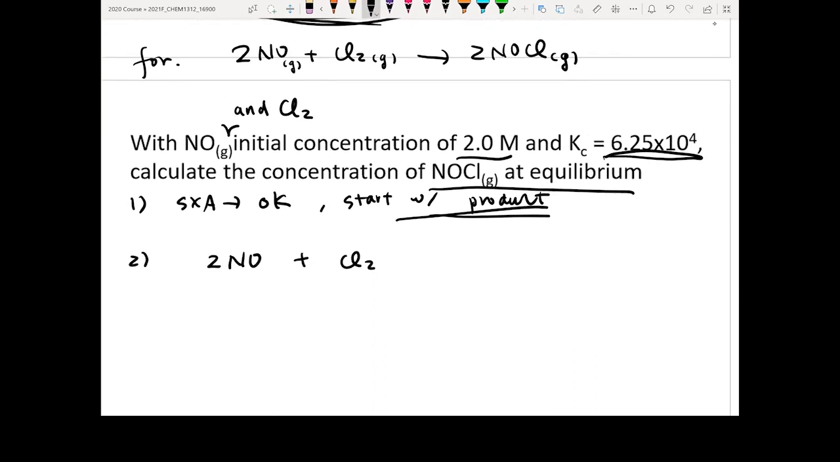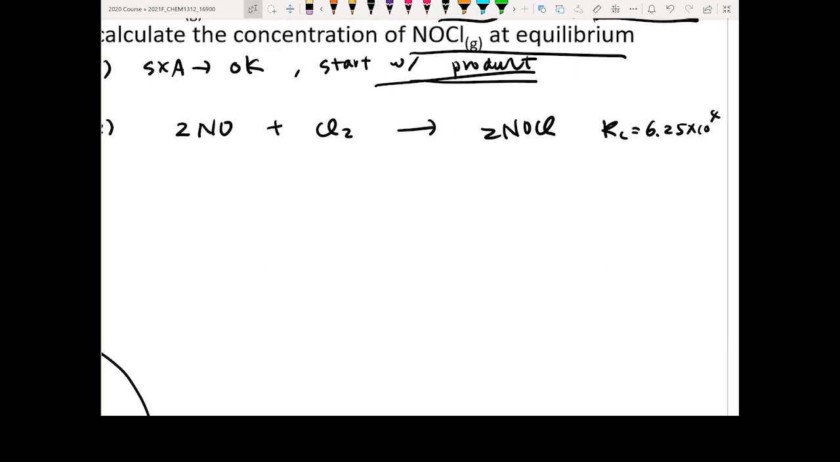2NO plus Cl2 gives you 2NOCl, and the Kc is 6.25 times 10 to the 4. In your question, you have initial 2 M of NO and 2 M of Cl2. But if you want to use the small x approximation, we will assume everything becomes product to start with. So when you write out your ICE, you want to start with all the things converted to product. If you want to convert it all into product, then you know how many products you are going to have.